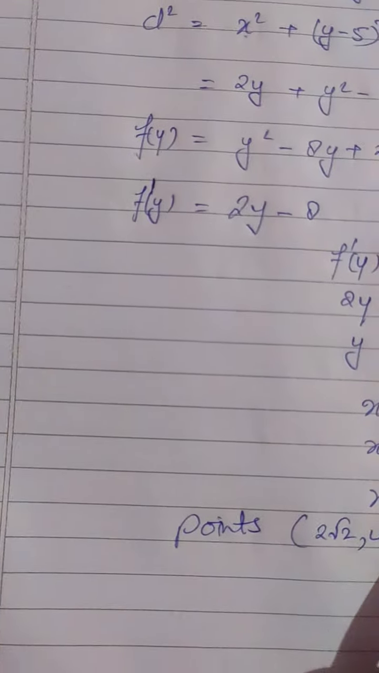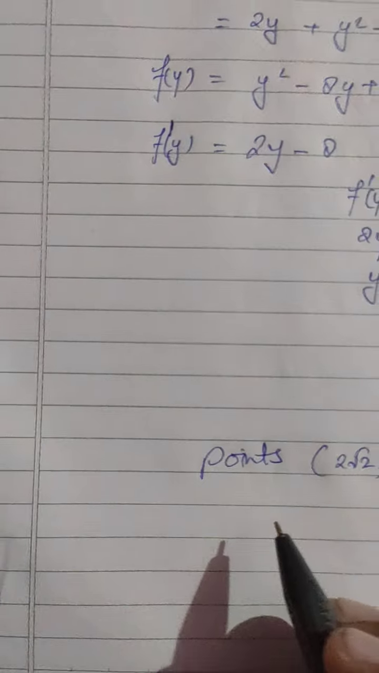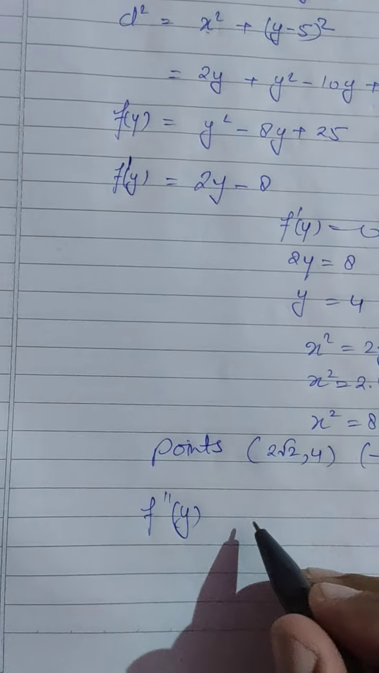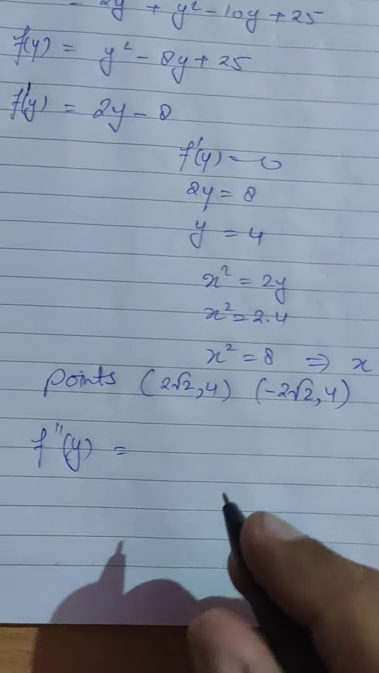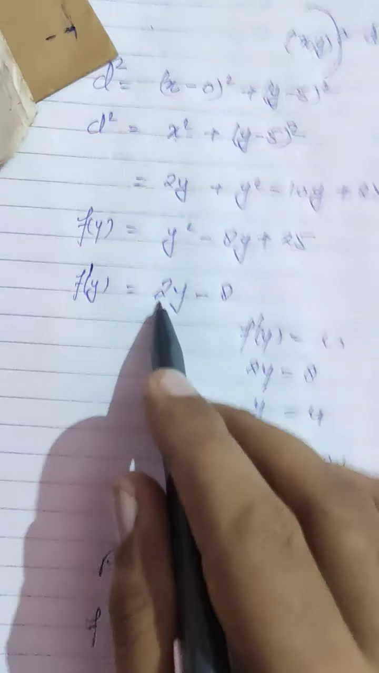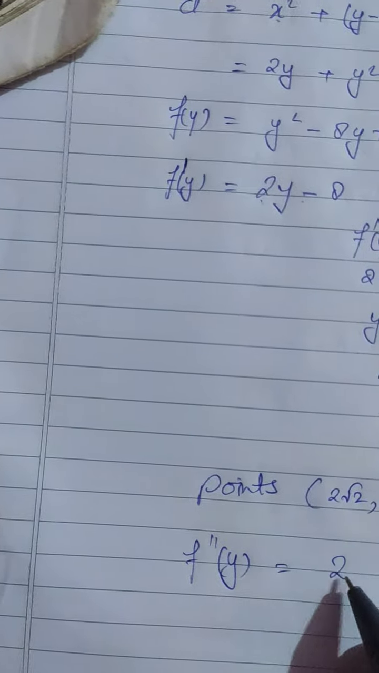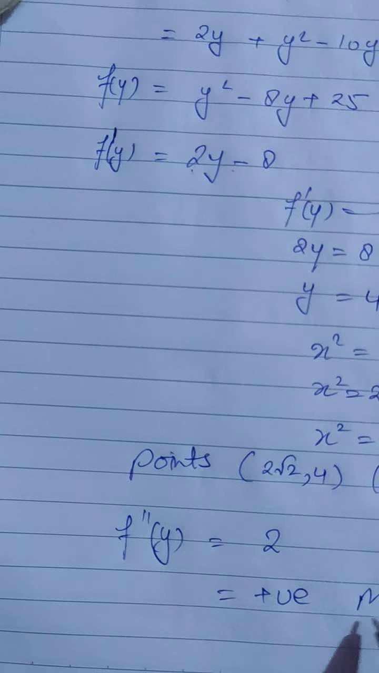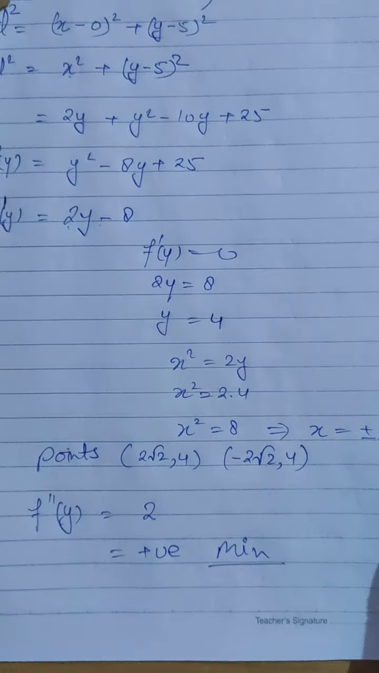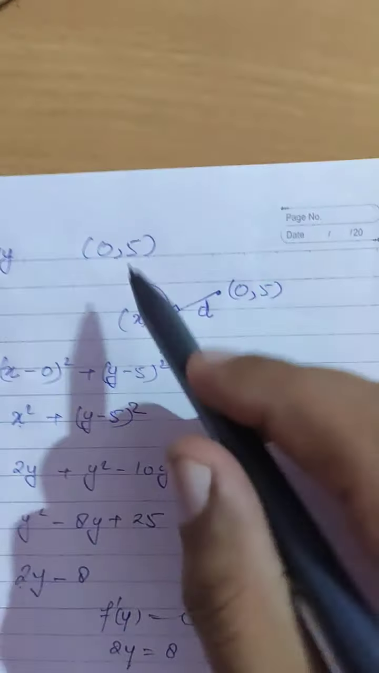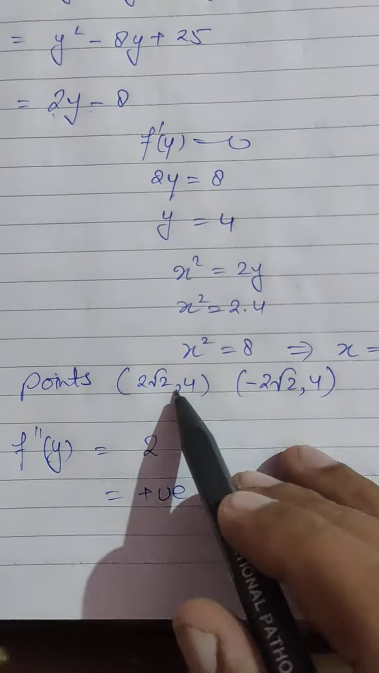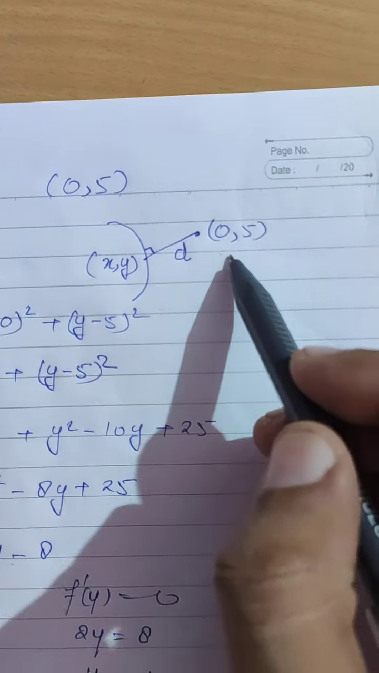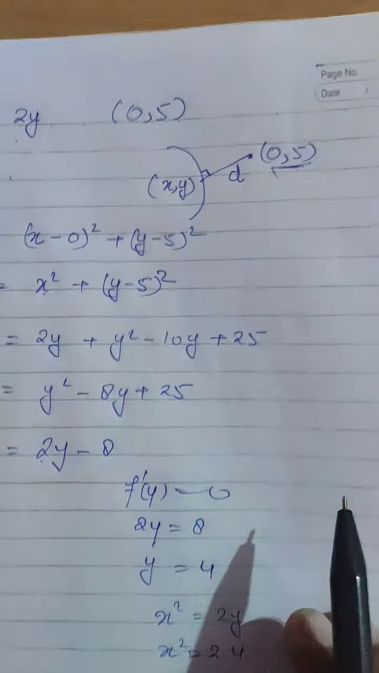But now we need to think nearest means the shortest, the least. So f double dash y, this must be positive to minimize. So the differentiation will be 2, means positive, positive means minimum. So the points (2 root 2, 4) and (minus 2 root 2, 4) will be nearest to (0, 5).